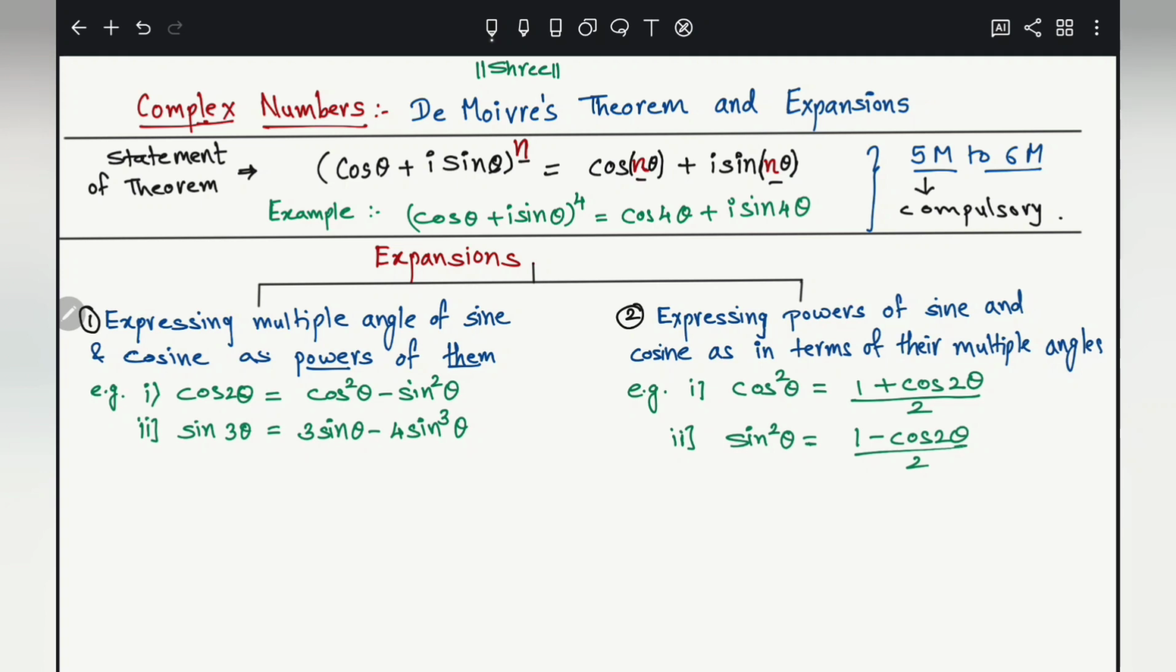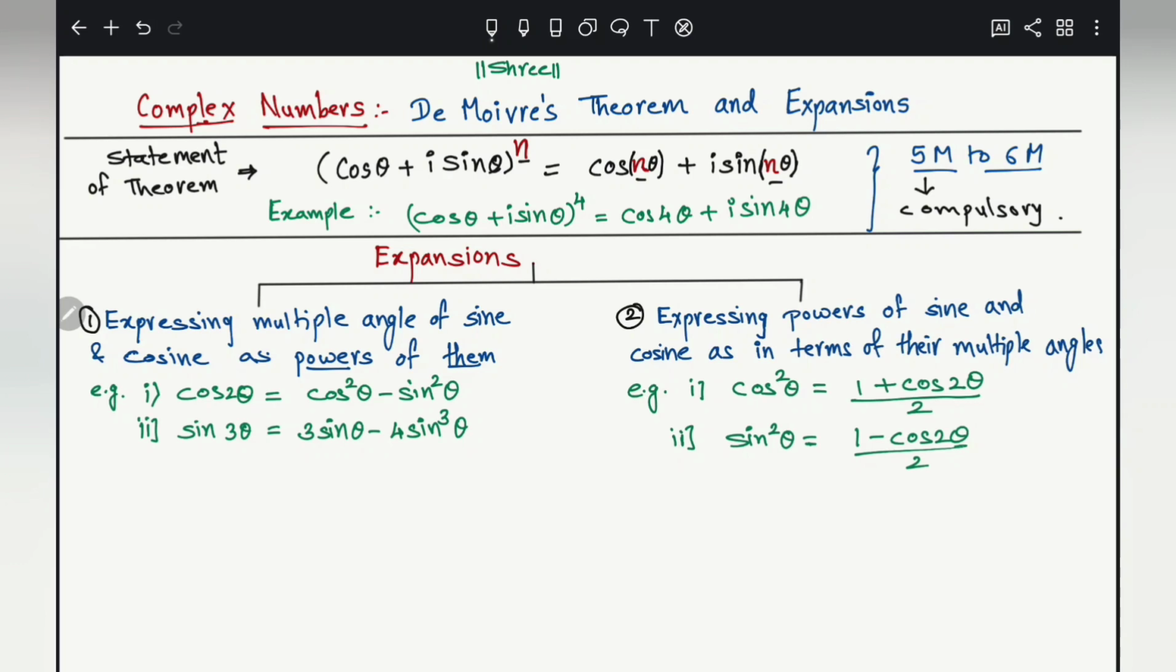So now it's time to see how, using only this one statement, or knowing only this statement, you can handle the two types of questions that are asked based on expansions of complex numbers. As you can see here, the two types of questions are: expressing multiple angles of sine and cosine as powers of sine and cosine, and the other is vice versa, that is expressing powers of sine and cosine in terms of their multiple angles.